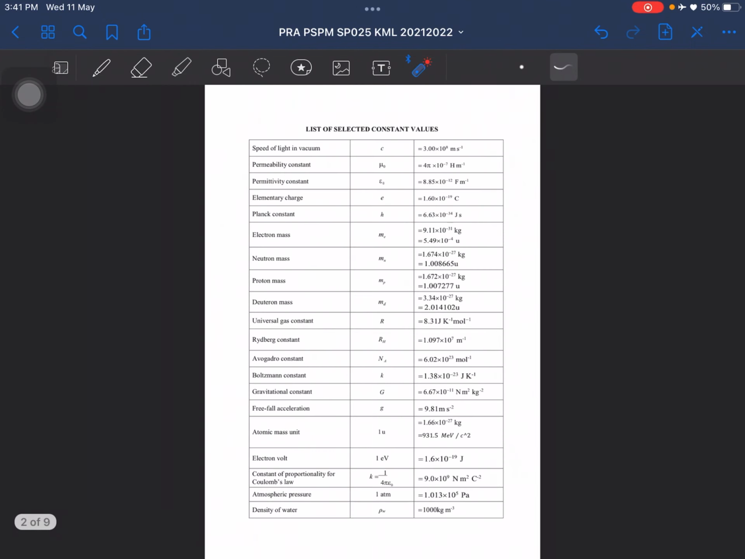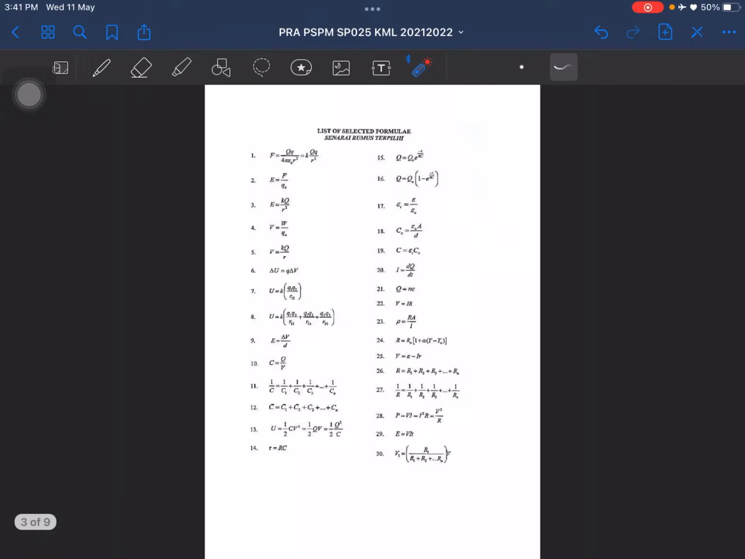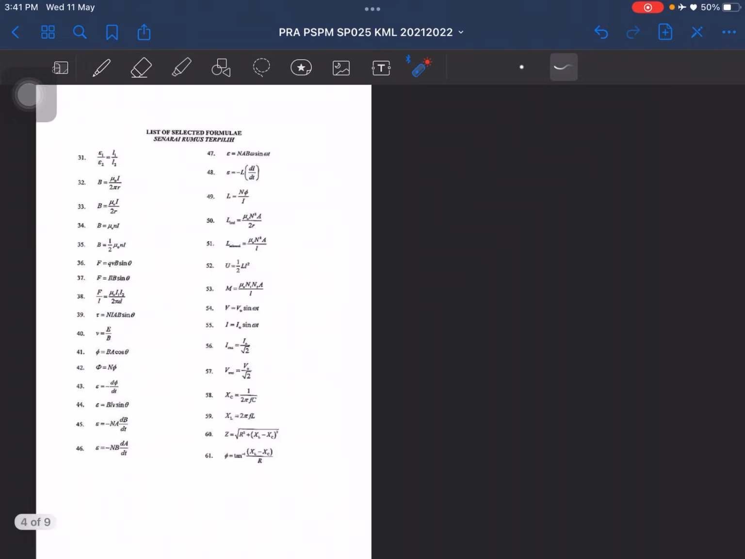So as you can see, in the exam you will be given a set of selected constant values. If you don't remember the value of some constant, it is shown in this table here, okay. And then these are some of the formulas that are given in the exam, okay.